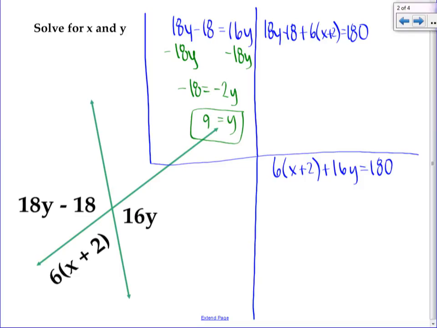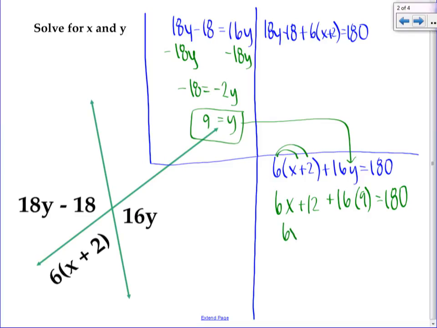So we're going to use this information to help us. I'm going to do two things at once. I'm going to distribute, and then I'm also going to substitute this 9 right here. So we should get 6x plus 16 times 9. I'm going to need some help with calculation right here. What is that? 144. Okay.